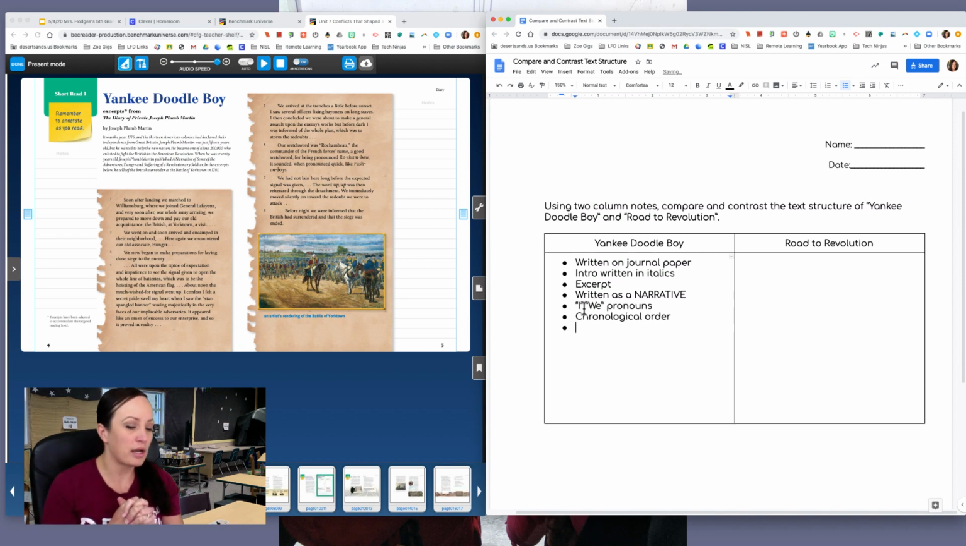It's not written like a cause and effect, where this happened and then this happened and then that happened. That's not how it's organized, and it's also not organized by problem and solution, where here's a problem, here's a solution, here's a problem, here's a solution. This is really written just in order of the events that took place. So I would call that chronological order.